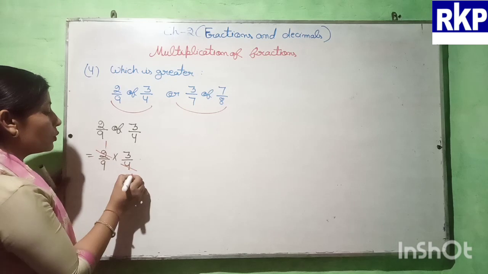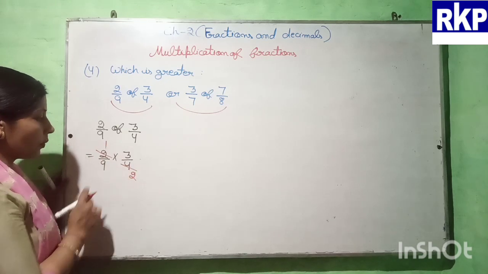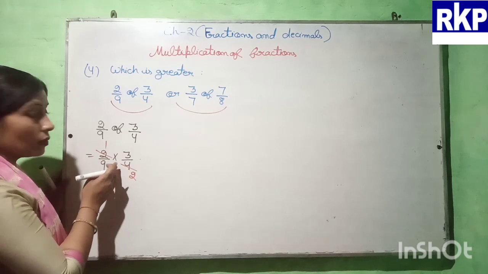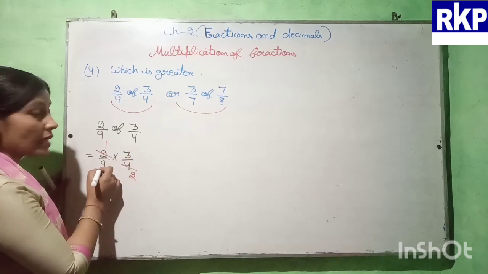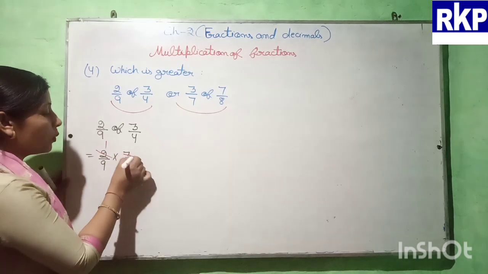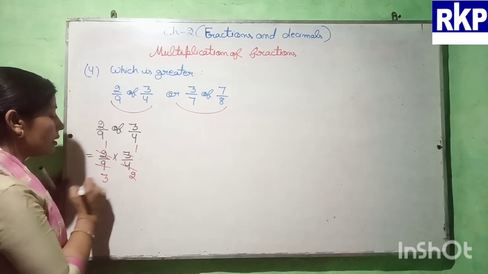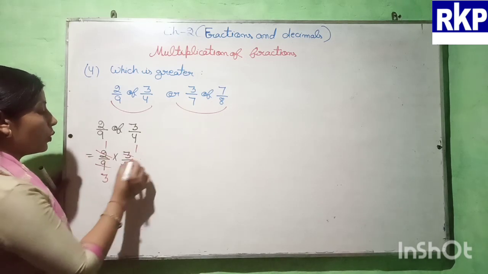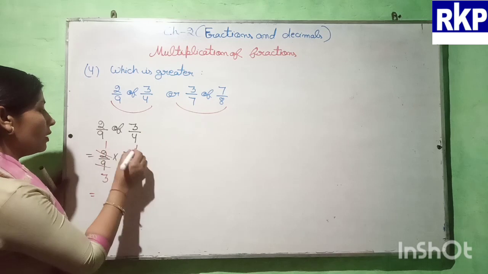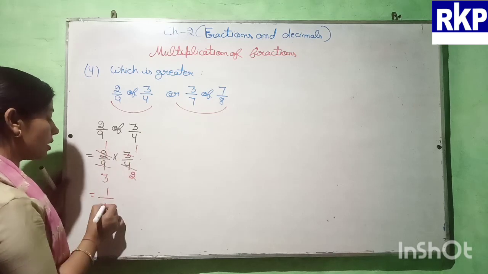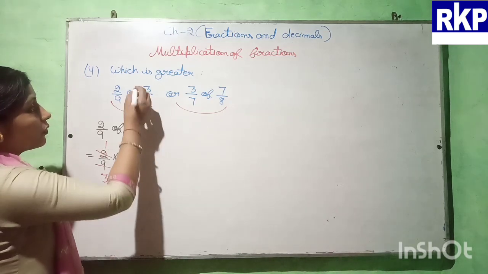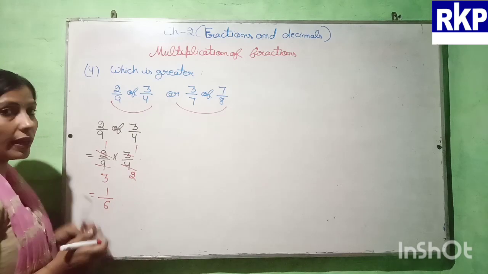2 1s are 2 and 2 2s are 4. Now also yes, this 3 and this 9 also, because both have the same common factor. 3 1s are 3 and 3 3s are 9. So here we get 1 1s are 1 and 3 2s are 6. Means our first fraction is 1 by 6.